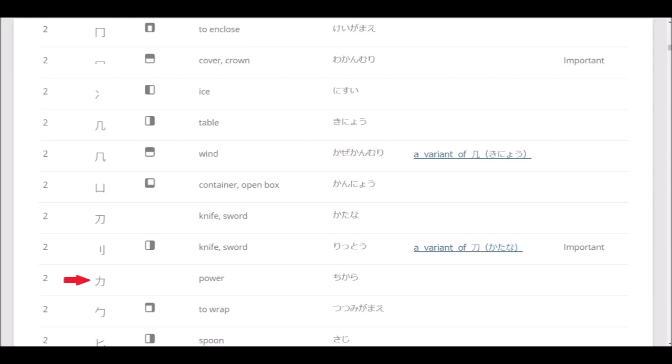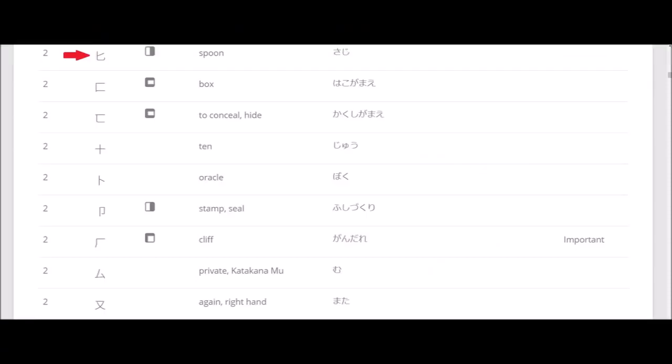Speaking of katakana, this next kanji is one of the very first kanji that I learned, and it's because it's basically katakana ka, and it's chikara, which means power or strength. And I was really proud of myself when I learned this kanji. I was like, I know a kanji now. Tsutsumigamae, which is to wrap, and yeah, the radical looks like it's wrapping around something. Saji, which is spoon. Hakogamae, box. Kakushigamae, to conceal or to hide.